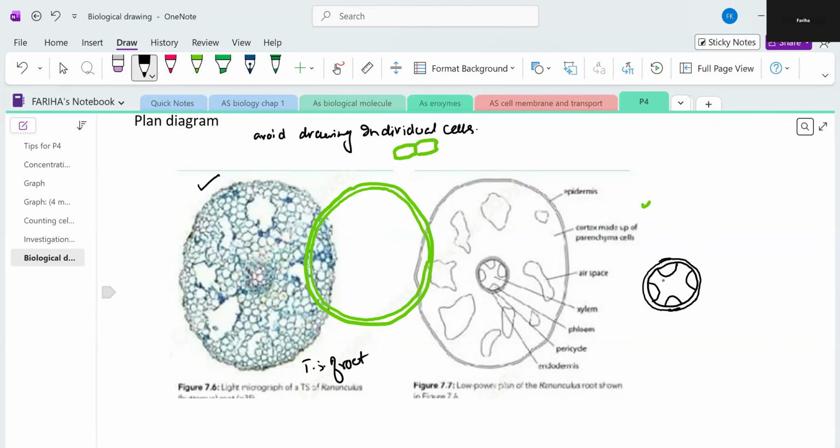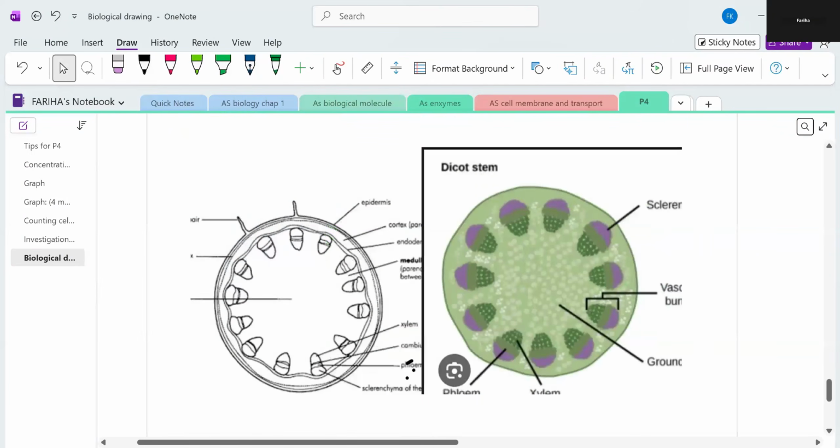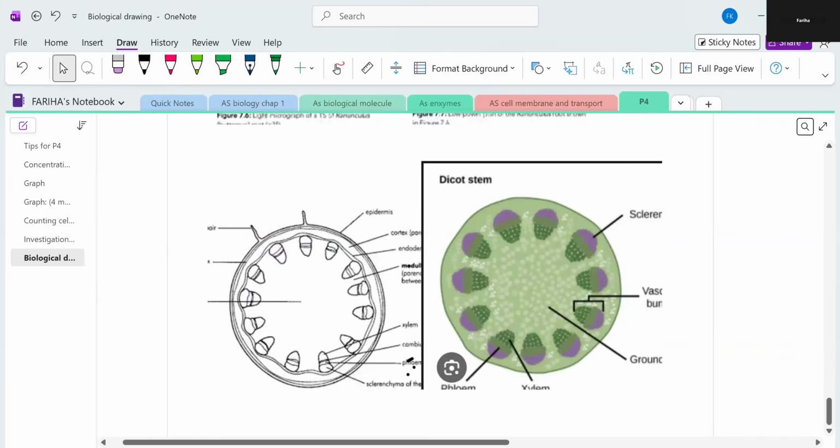And within these phloem vessels, there are star shaped xylem. So this is star shaped xylem. So this one is xylem and this one is phloem vessel. Clear? So this is called what? Plan drawing.